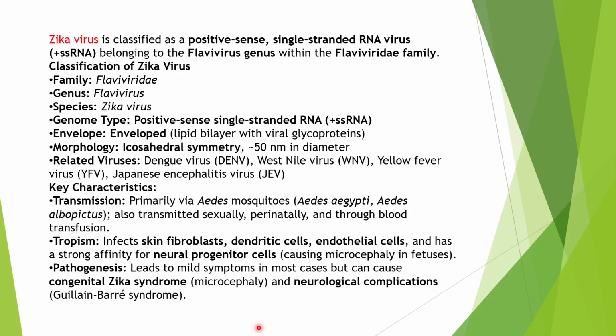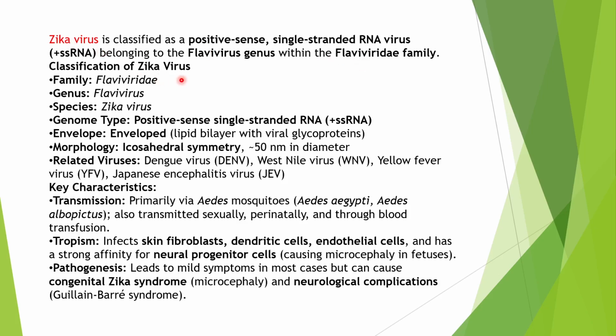So the next was Zika virus, and in which family it is classified. So the Zika virus is classified as a positive sense single-stranded RNA virus. So it has single-stranded RNA as its genetic material, and the RNA is positive sense single-strand RNA. It is a positive sense single-strand RNA virus belonging to the flavivirus genus within the Flaviviridae family.